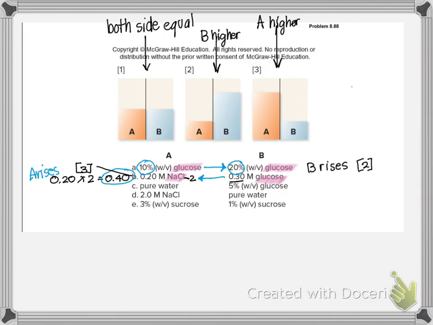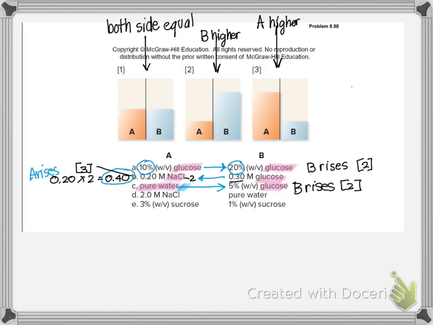So picture 3. Now, pure water is always 0 particles. This is glucose. I don't care what water's with. It's going to flow from the pure water to the glucose. So B is going to rise. Let me do that answer in the black marker. So B is rising. So that's picture 2 above.